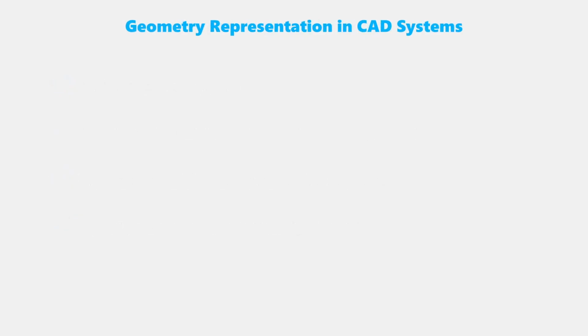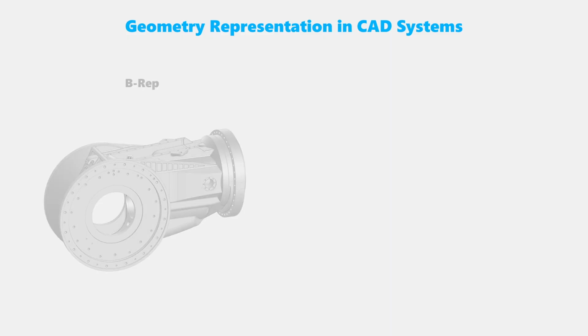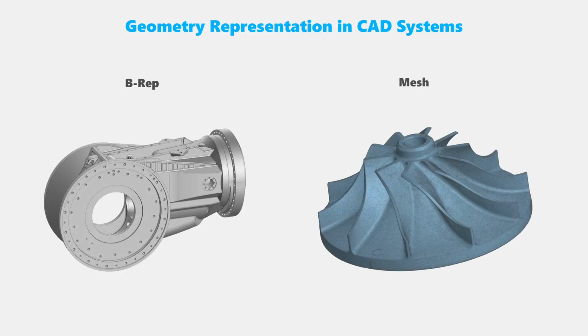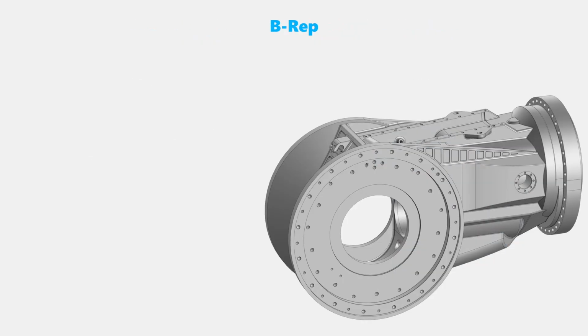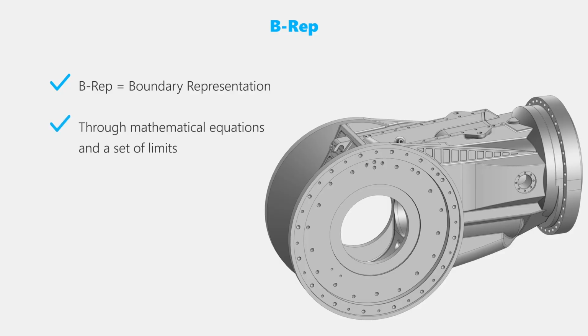In most cases, CAD systems represent geometry in two ways: using B-reps or using meshes. B-rep is a short name given for boundary representation. It represents surfaces through mathematical equations and a set of limits in 3D space. B-rep allows you to precisely define a 3D body. That is, when you model something in KOMPAS-3D, you're working with a B-rep definition under the hood.